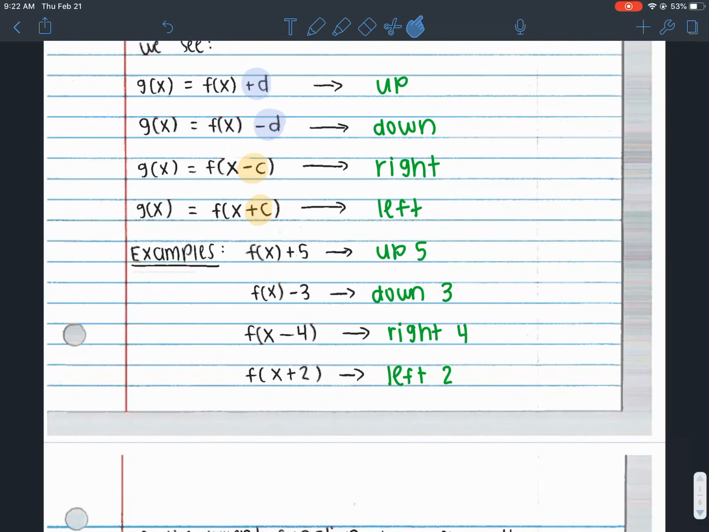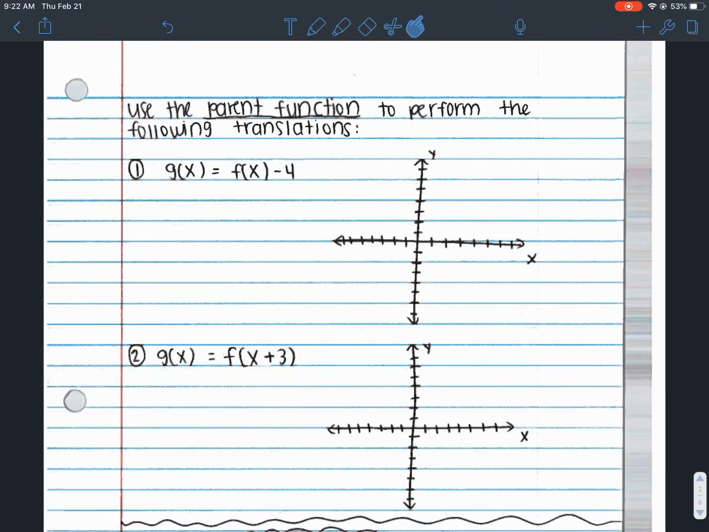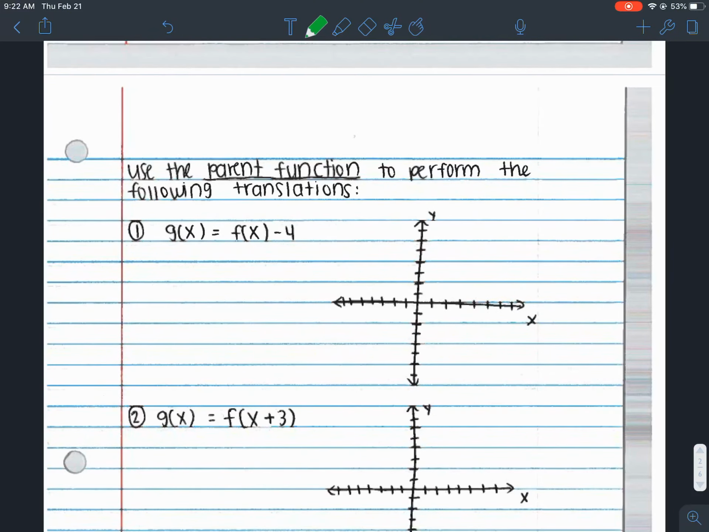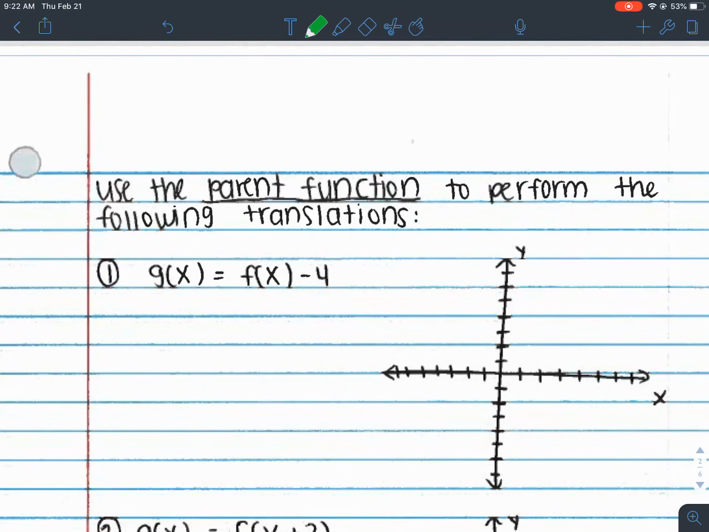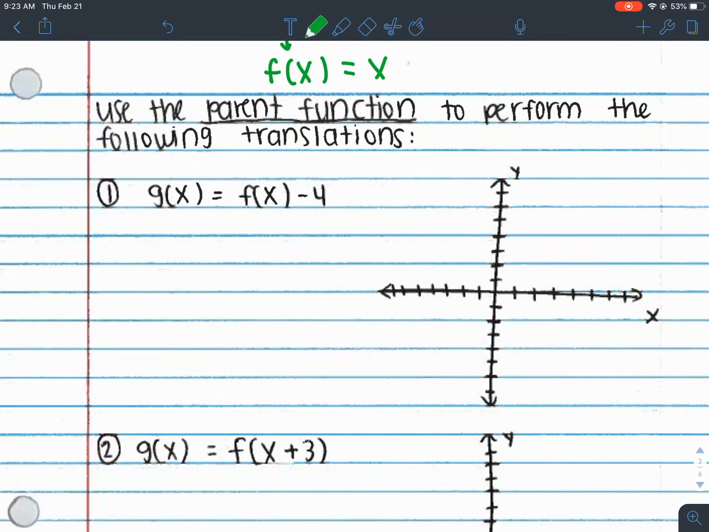Okay? So that's our translations. Now we're going to graph them. So we're going to use the parent function to perform the following translations. So let's review our parent function of the linear function. Remember, that's y equals x. Or we're using function notation here, so it's going to be f of x equals x. So we're not going to use y, we're going to use x now. And remember, that's just y equals x.